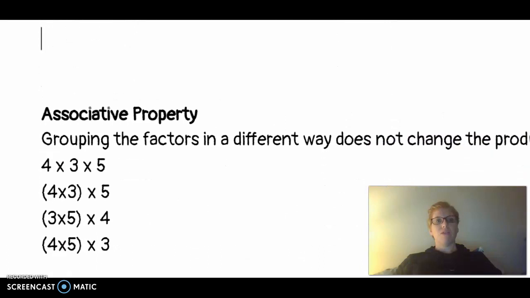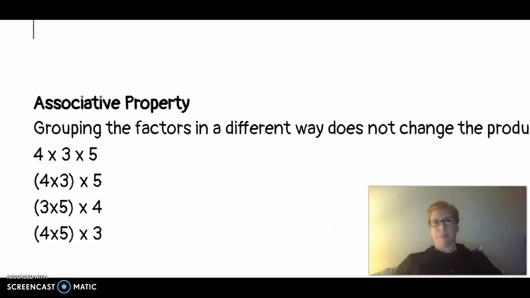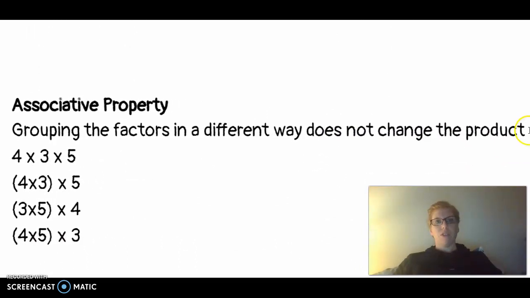Let's talk about the associative property in just a moment. This is where I can group the factors in different ways, but my answer does not change. I have the factors 4, 3, and 5. I have 4 times 3. I've grouped them together, and that makes 12. And then if I multiply 12 by 5, I'm going to get 60.